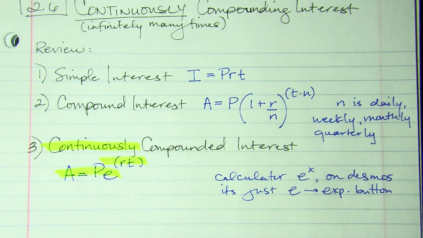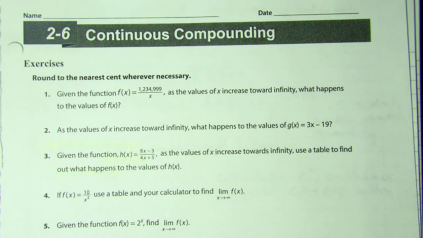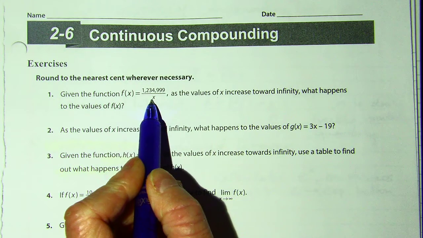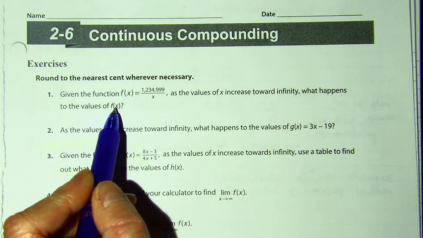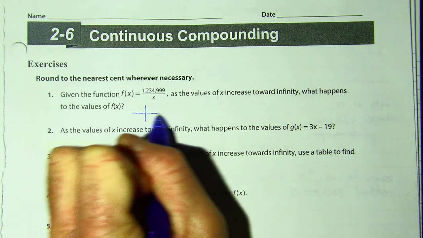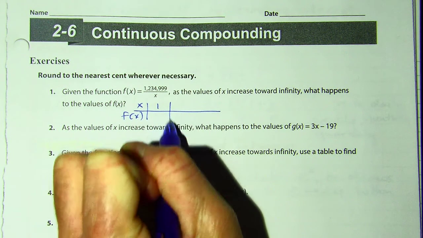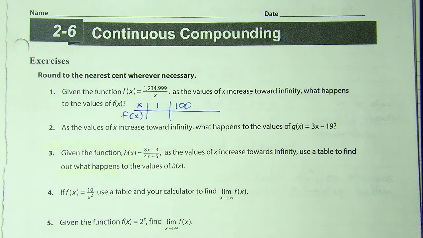So I'm going to do some examples with you that are going to be similar to what you're going to see in the homework. All right, so here we go. Here are some worksheets. So I'm going to skip, well, I can go over one. Given the function f of x, as the values of x increase, what happens to the values of f of x, right? It'd be like saying, if I wanted to test it, if I started with 1, and then let's say I made it 100, if I tried those two values out, what would I get?